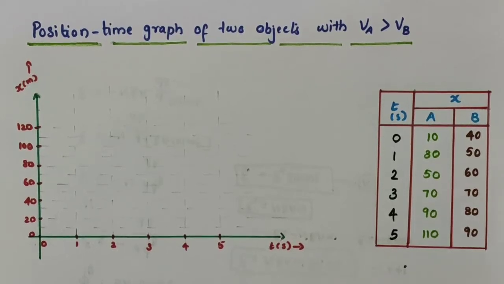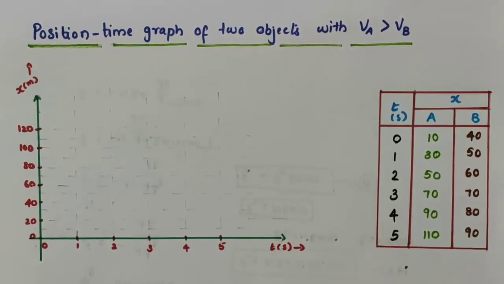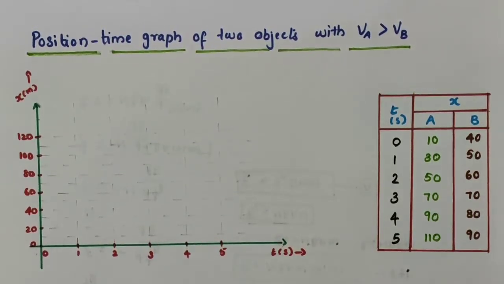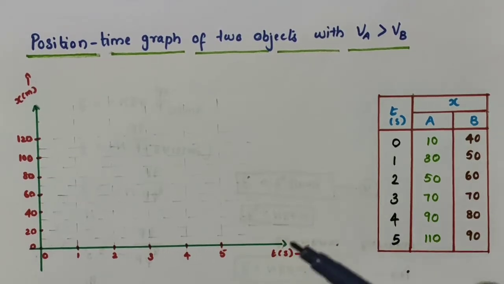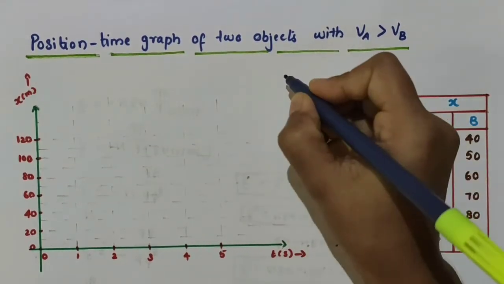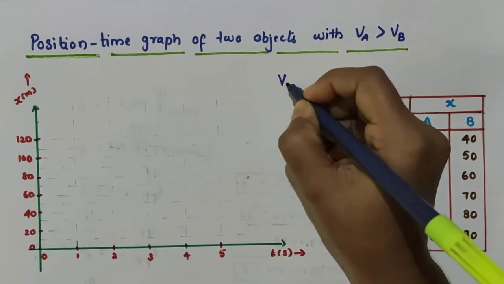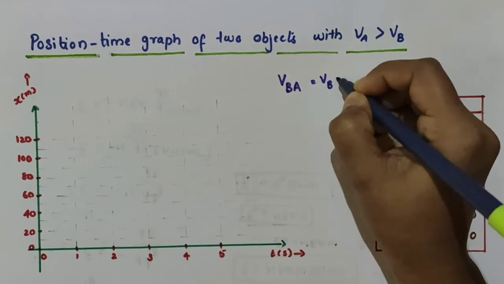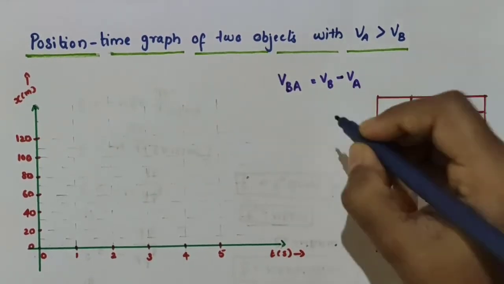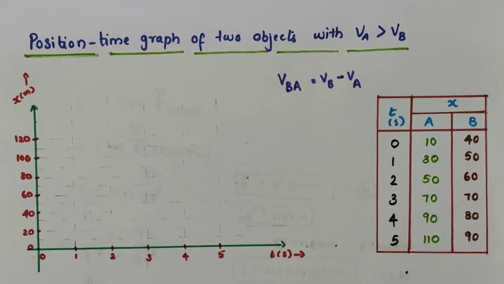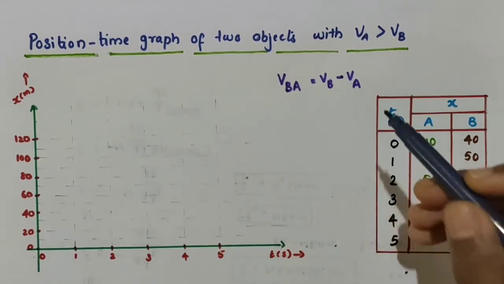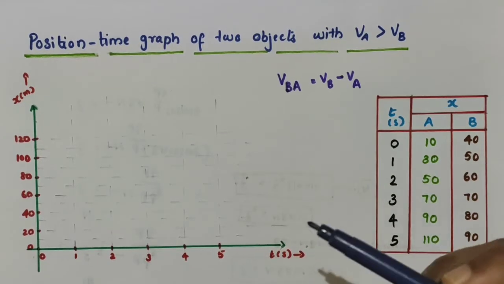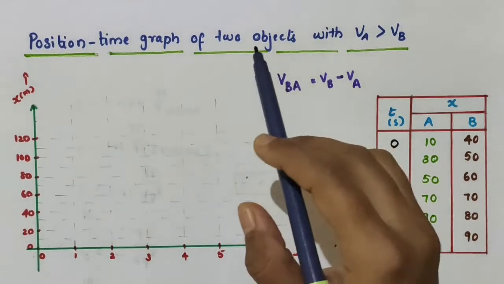Hello everyone. In this video, we are going to discuss a special case of relative velocity. We have actually discussed relative velocity in the previous videos and we got an expression for the relative velocity of the object B with respect to the object A as VB minus VA. Similarly, we can find the velocity of A with respect to B as VA minus VB.